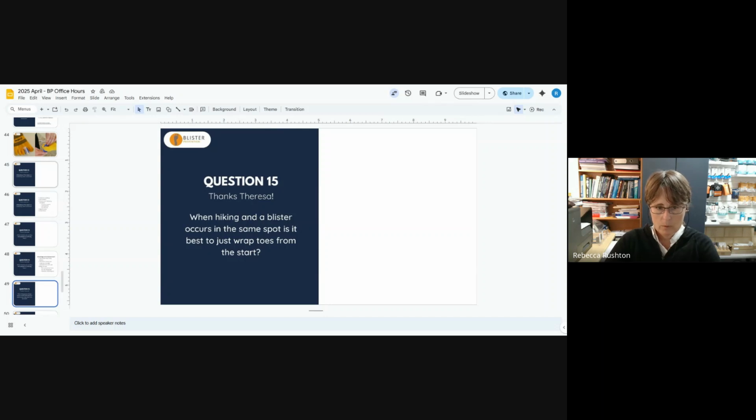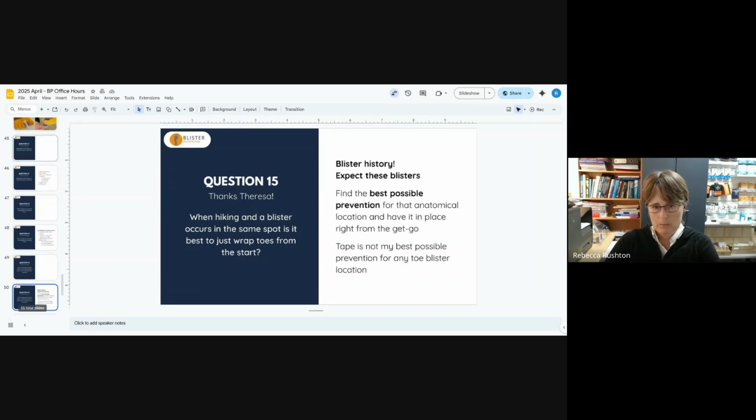Teresa asks, when hiking and a blister occurs in the same spot, is it best to just wrap the toes from the start? What Teresa is identifying here is a blister history. So yes, we've identified a previous blister site. We're expecting to get these blisters. So what we've got to do from here is find the best possible prevention and have it in place right from the start.